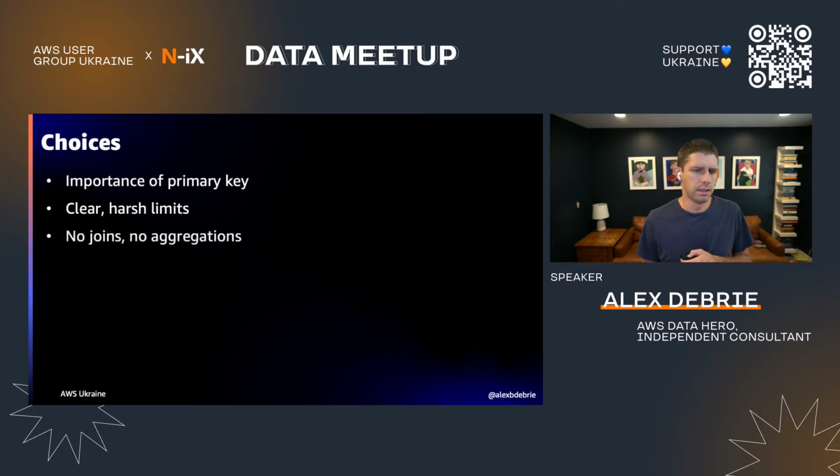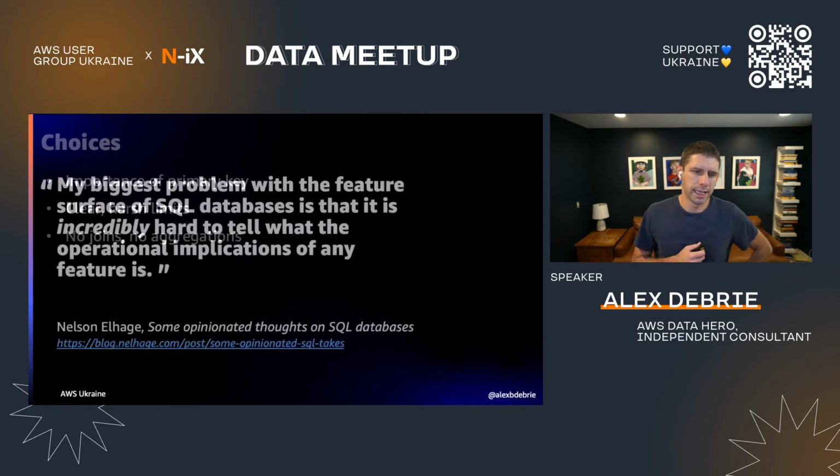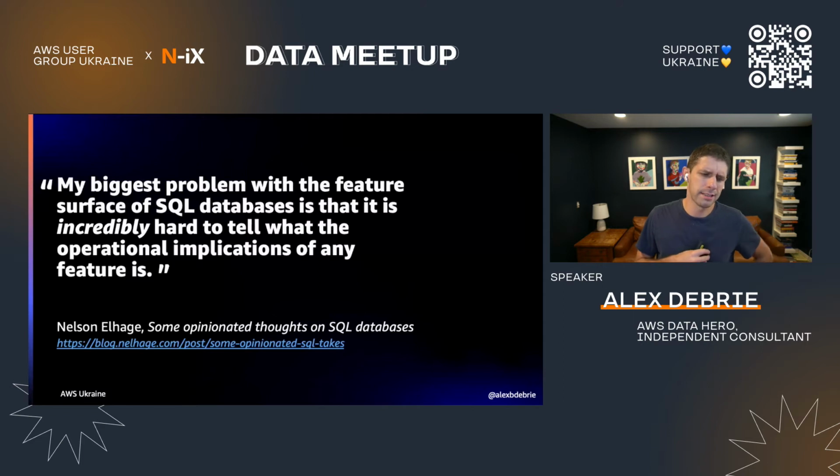The final choice is just around the API with Dynamo, right? They've removed features that don't scale super well. And the two that people always notice are no joins and no aggregations. And again, that gets into that unbounded nature with Dynamo. Dynamo doesn't like unbounded things. But with joins, with aggregations, you're working against a potentially unbounded number of rows. And Dynamo doesn't like that, so they're just going to kick it out. And again, this goes back to Nelson Elhaj, right, where it's hard to know what the operational implications of these features are.